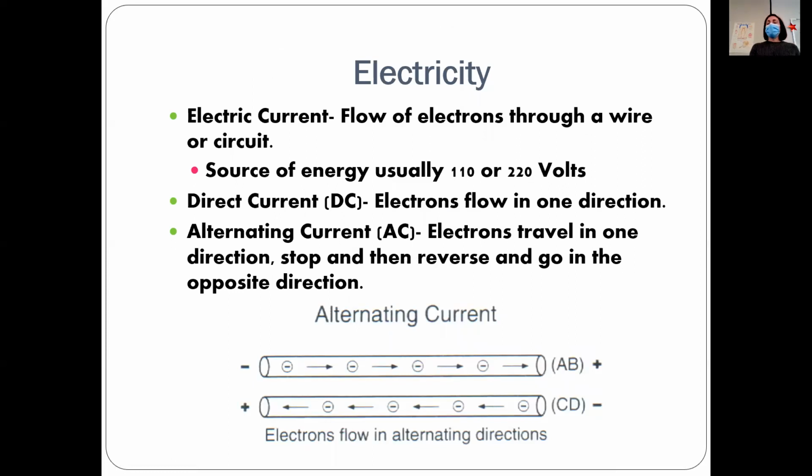So here's a definition of electrical current. Electrical current is the flow of electrons through a wire or a circuit. So electrons are flowing, and I am no electrician. My knowledge is going to cap off pretty quickly here, but when we have an electrical current, we have electrons flowing through a wire or a circuit. And we know that we get that from our outlets in the wall, right?